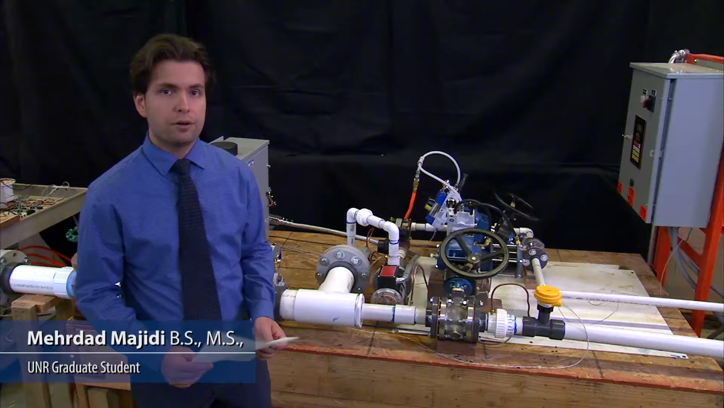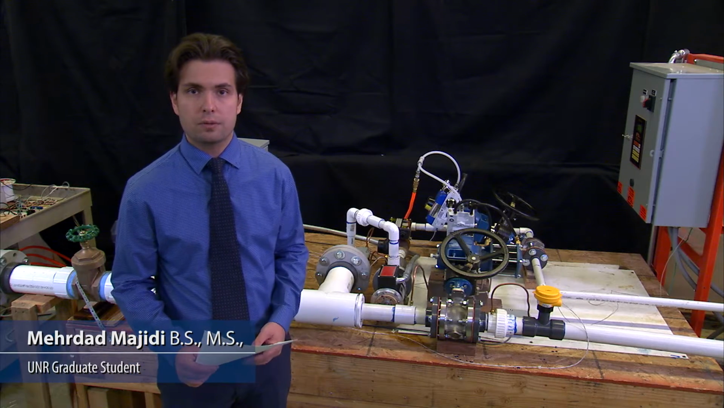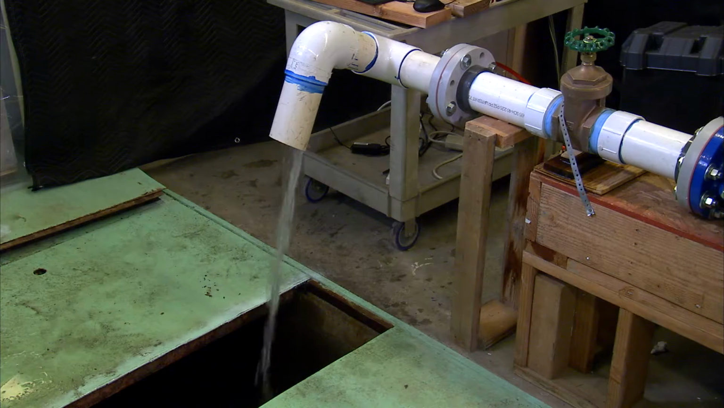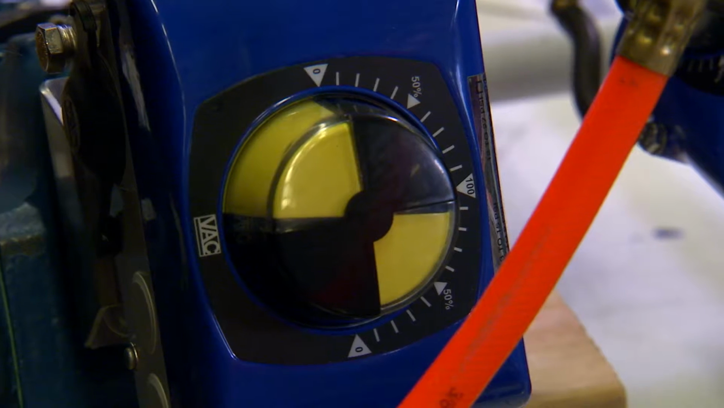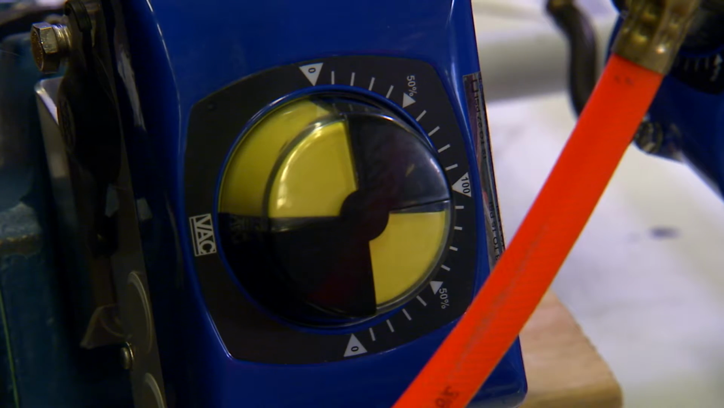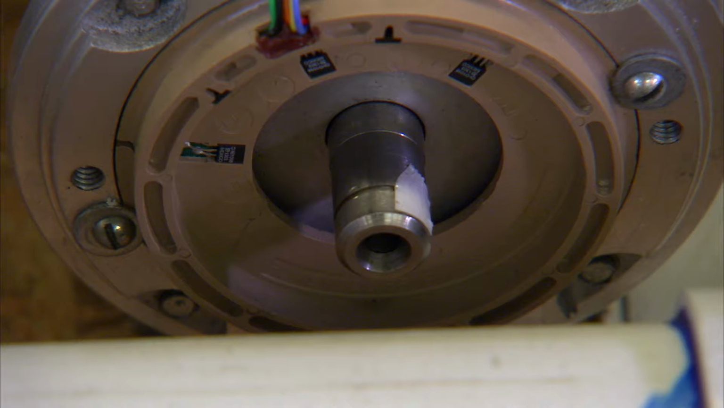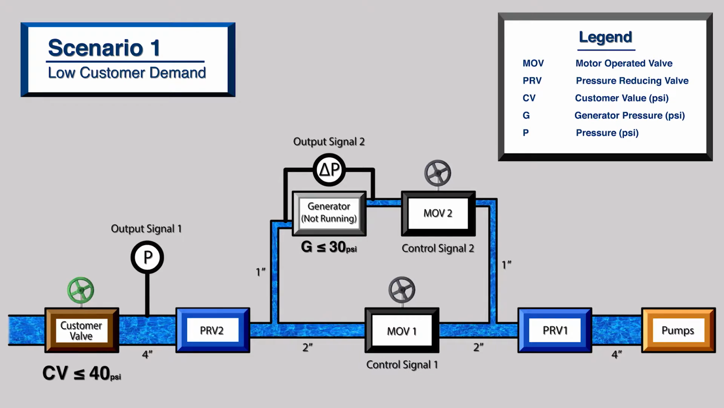In the first scenario, we are simulating the customer demand at a very low demand. Consequently, MOV number 1 and 2 are fully open, and we don't have any generation because the pressure across the generator is not in an acceptable range between 30 to 60 psi.